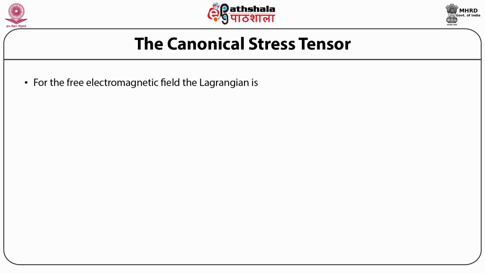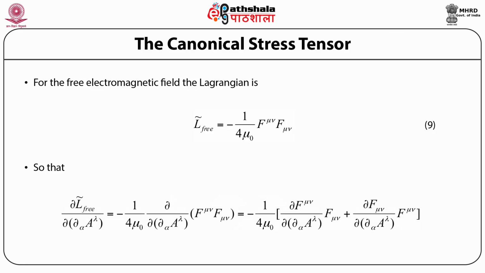For the free electromagnetic field, the Lagrangian is L_free equals minus 1 divided by 4 mu naught F_mu nu into F^mu nu, so that del L_free divided by del of (del_alpha A_lambda) equals minus 1 divided by 4 mu naught times del of (F_mu nu F^mu nu) divided by del of (del_alpha A_lambda), which equals minus 1 divided by 4 mu naught into [del F_mu nu divided by del of (del_alpha A_lambda) into F^mu nu plus F_mu nu into del F^mu nu divided by del of (del_alpha A_lambda)].